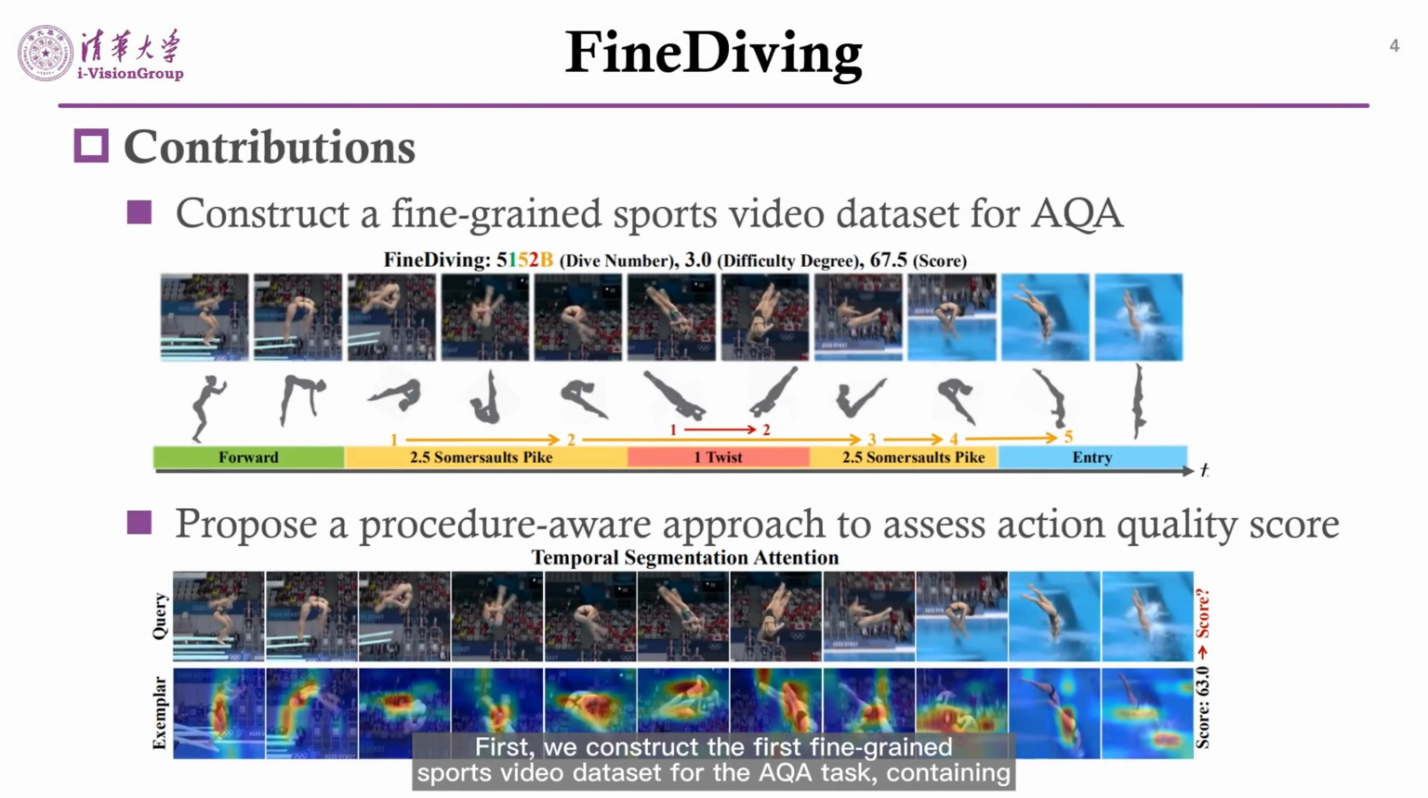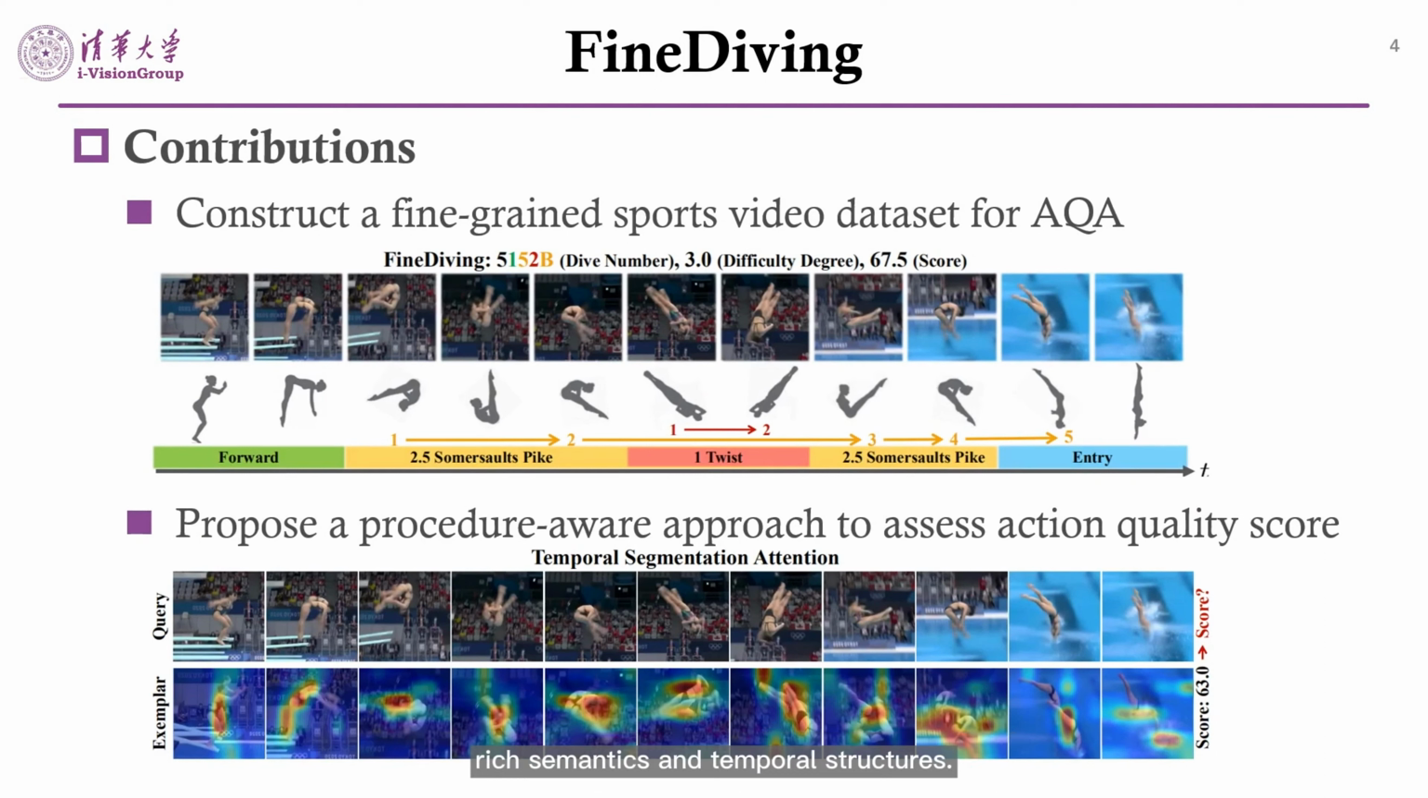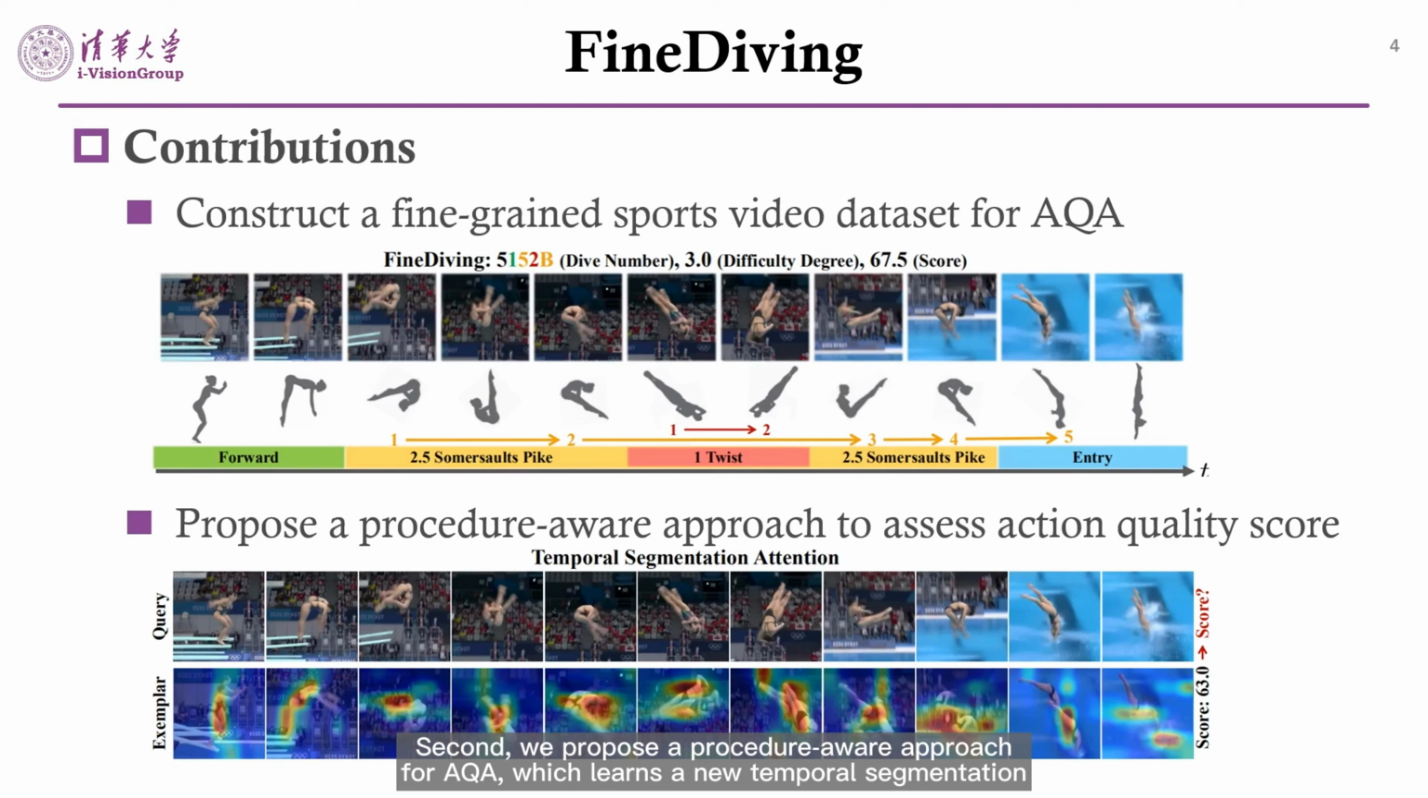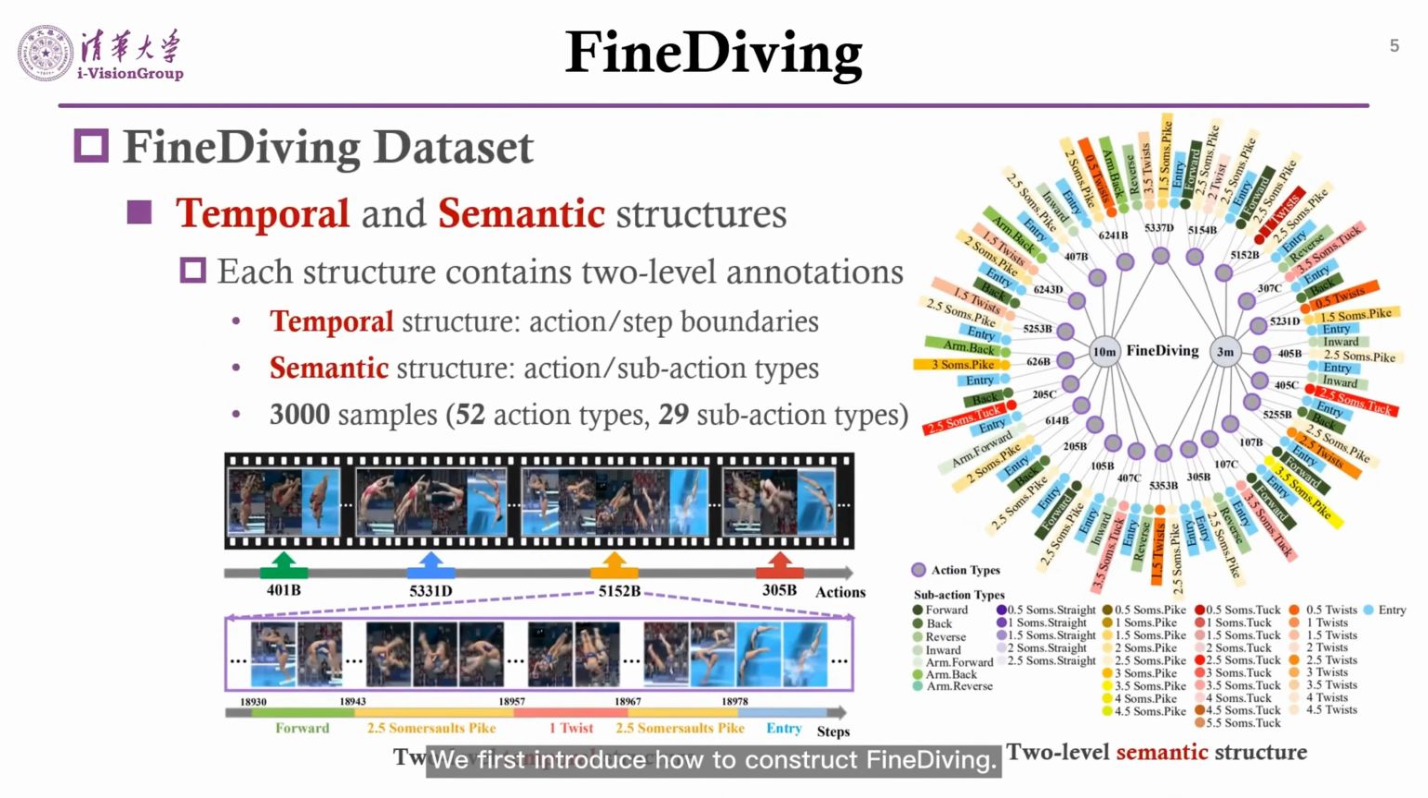First, we construct the first fine-grained sports video dataset for the AQA task, containing rich semantics and temporal structures. Second, we propose a procedure-aware approach for AQA, which learns a new temporal segmentation attention model and quantifies action qualities in a fine-grained way. We first introduce how to construct FineDiving.